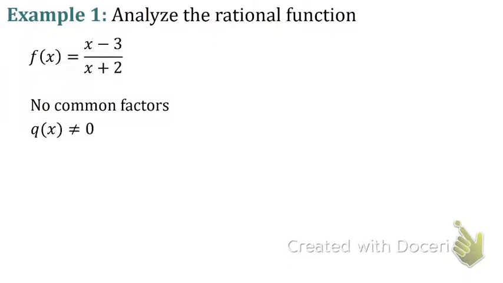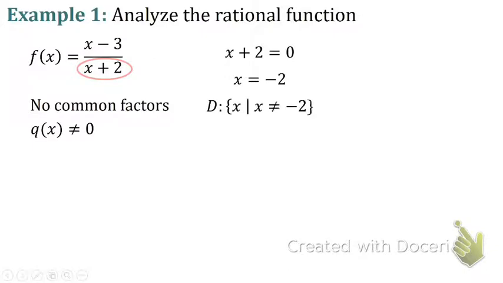Now, what do we know about denominators? We know that with fractions, our denominators cannot equal 0. So we need to take x plus 2 and set it equal to 0 because we need to find what is going to make this denominator equal 0. x plus 2 equals 0. By subtracting 2 from both sides, we get x equals negative 2. Therefore, our domain cannot equal negative 2.